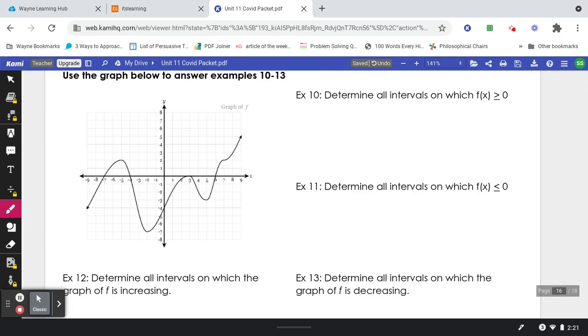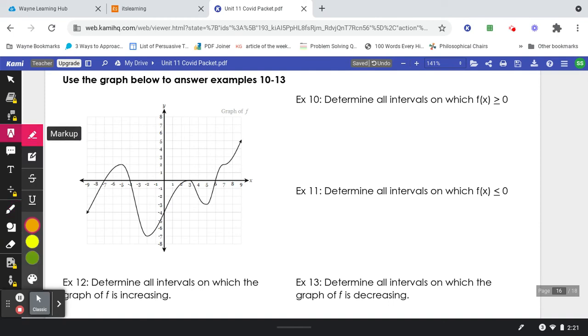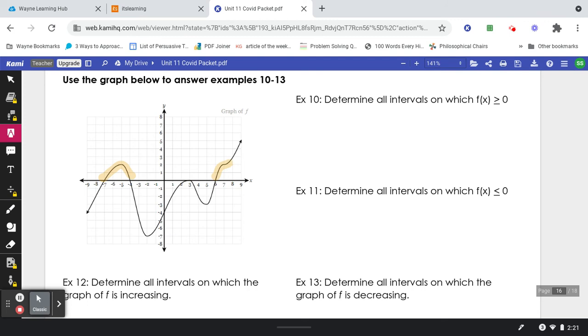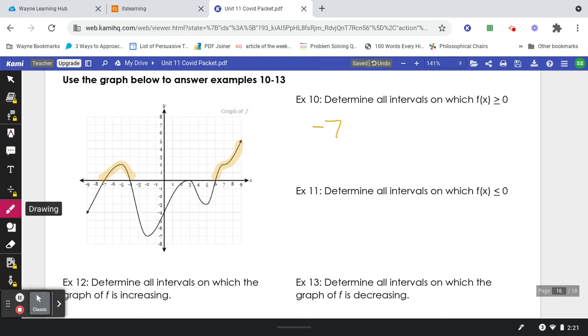All right, on our last problem, more of the same. So now would be a good time to pause the video, try this problem, and then you can check your work. Let's start with example number 10, which means positive. So it's positive in this section as well as that section. So from negative 7 to negative 4. And from 6 till infinity.